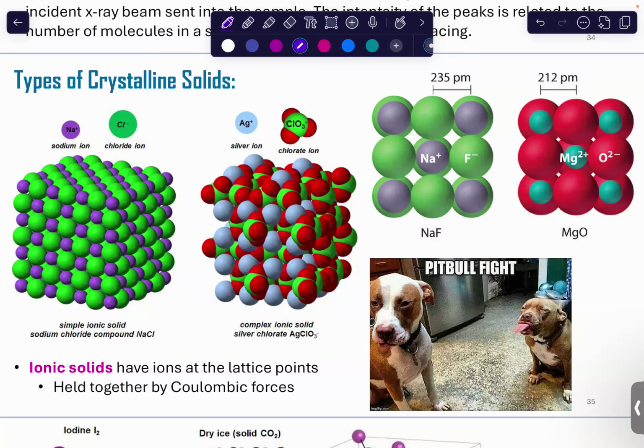So in ionic solids, you have ions at all of the major lattice points. A lattice is going to be the structure which builds a crystal. The smallest unit of a lattice is going to be your unit cell. And so your lattice then will be that, basically like cut and paste over and over and over and over again.